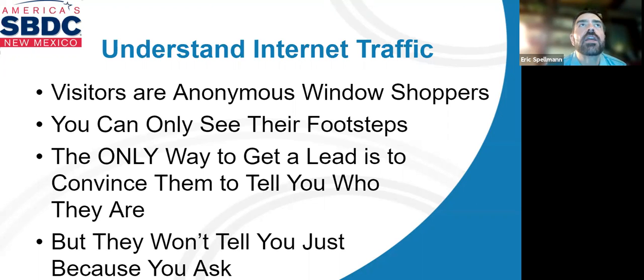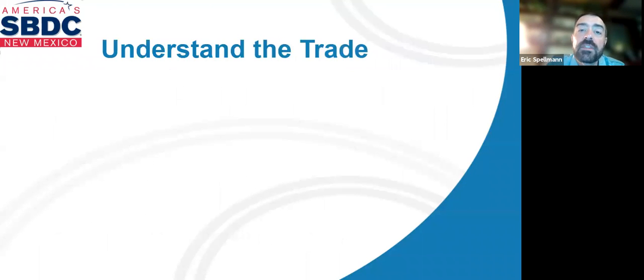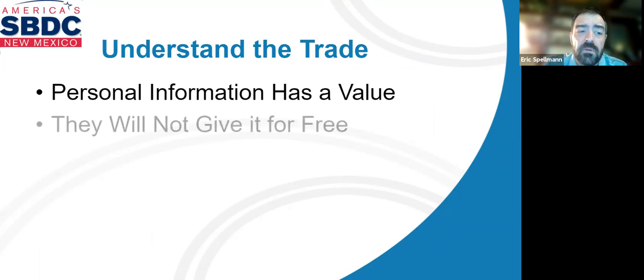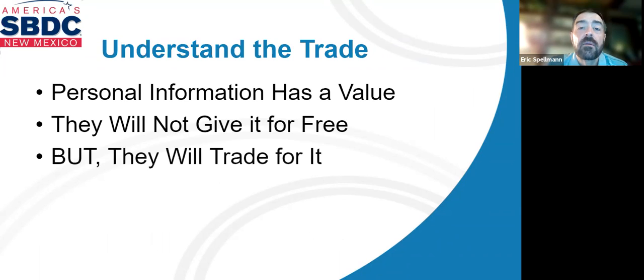You got to realize that a person's personal information has a value associated with it, and they will not just give it to you, but they will trade for it. Like I said, their personal information, in other words, the ability to contact them, has a value. And they won't just give it away, but they will trade for it. Now, this is the secret, folks. Pay close attention.